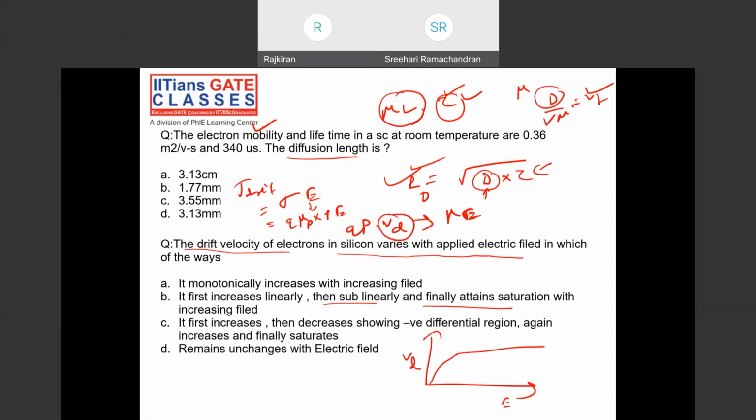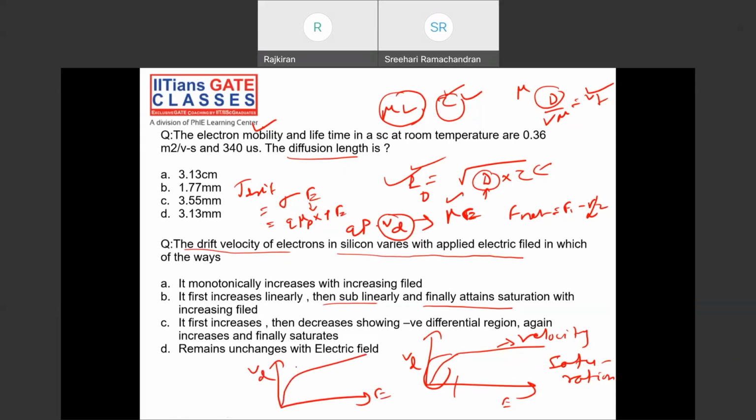The same is F net equal to F1 minus F2. When F2 is almost zero, it will saturate. This is called velocity saturation. For lower electric field, Vd is proportional to mu. If you plot Vd versus electric field, for lower electric field the slope will give the mobility. But for a higher electric field, when the velocity saturates, this equation is not valid.